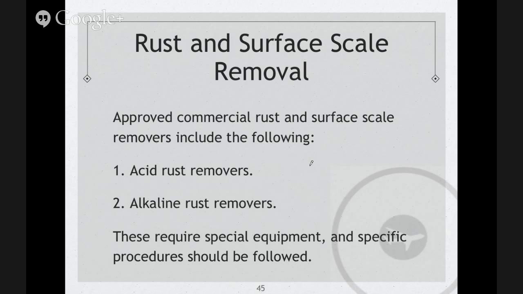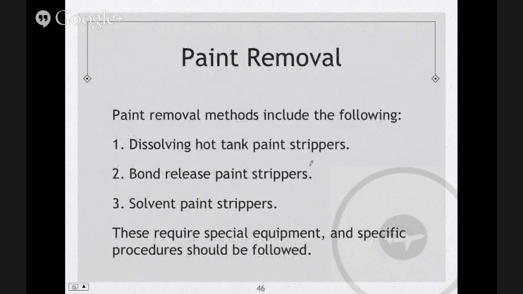Paint removal. If you're doing penetrant and you need them to remove the paint, most likely you don't want them to go ahead and start sanding your part, because you may close your indications. So in that case, you want to either dissolve, hot tank, or use strippers: solvent paint strippers, bond release paint strippers, or dissolving hot tank paint stripper. This requires special equipment, and the specification procedures should be followed. Remember that, because they needed to remove some paint for you to do something.